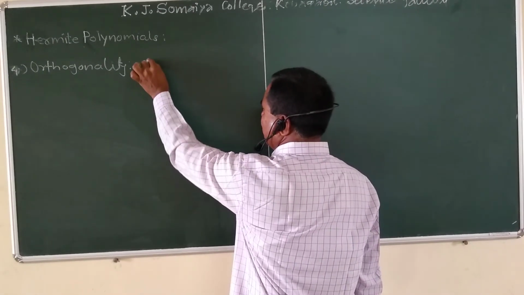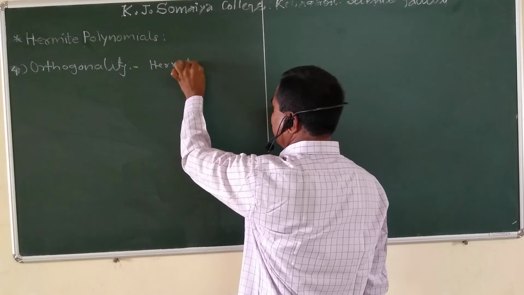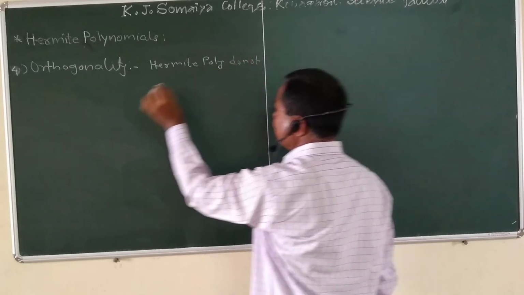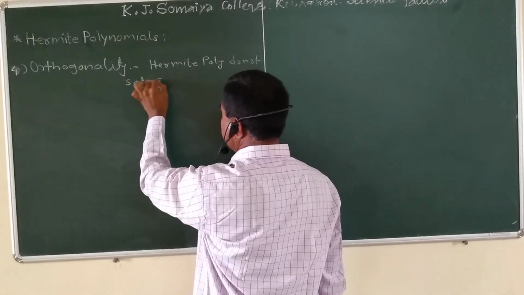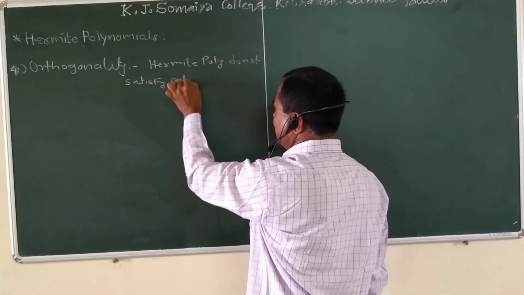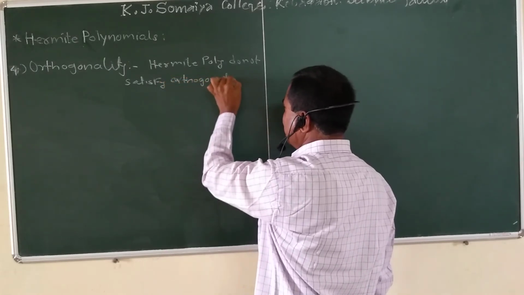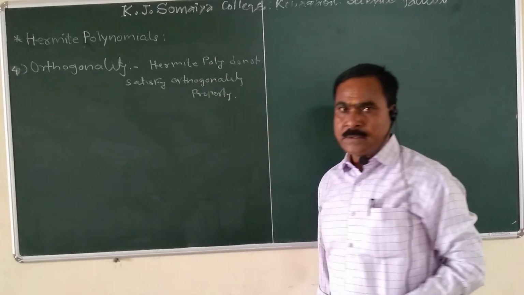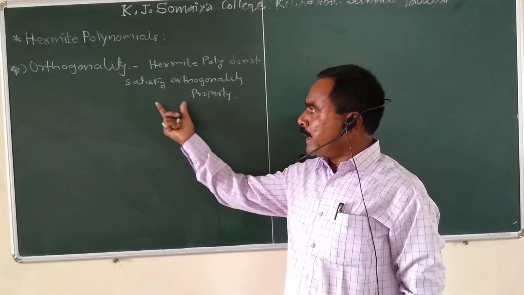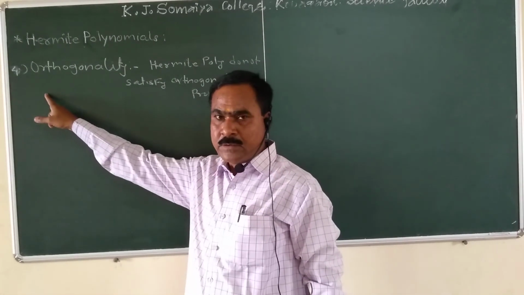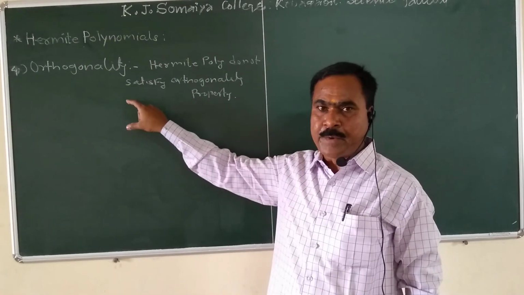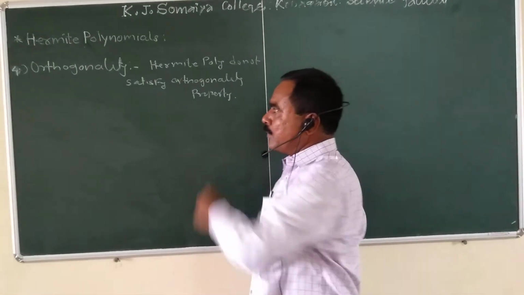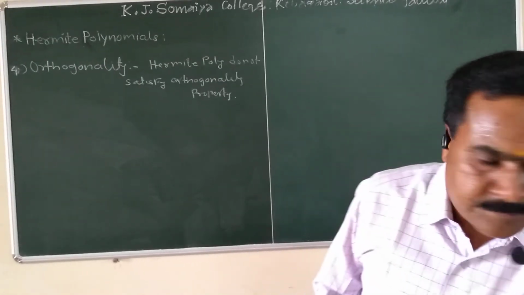So in this fourth property, we can write that Hermite polynomials do not satisfy the orthogonality property. By ending this property 4, the Hermite polynomials and their properties are covered. This is the last property of the Hermite polynomials.